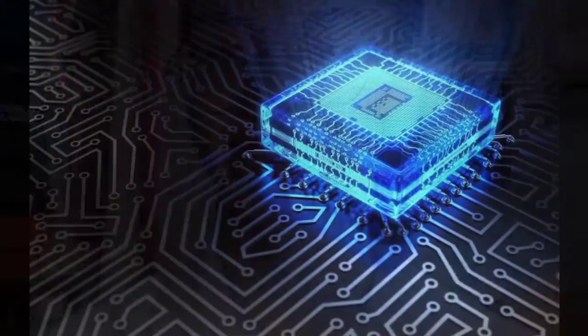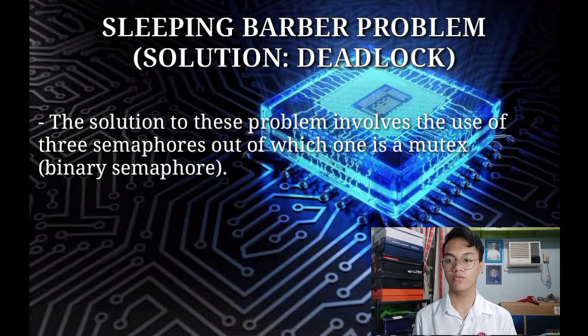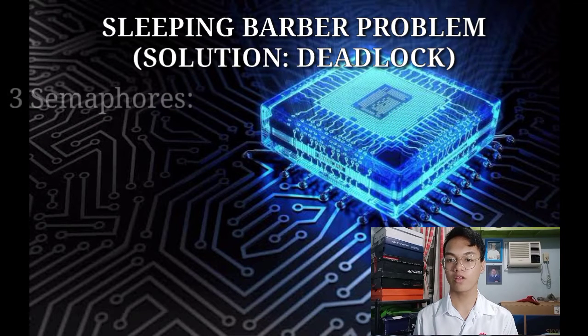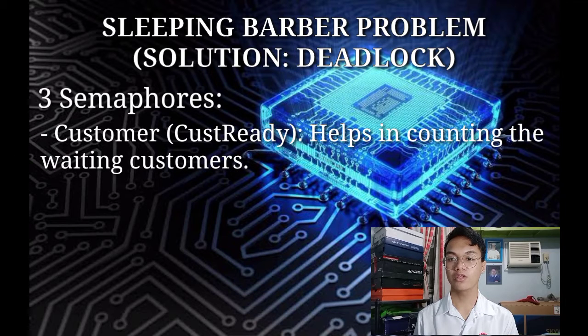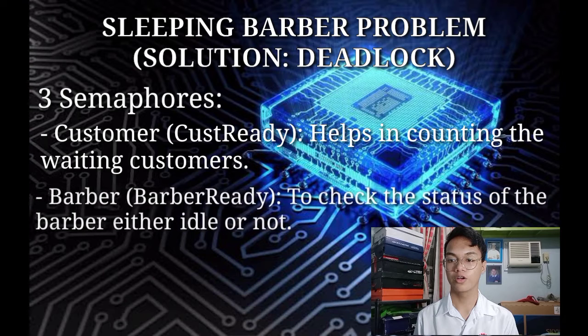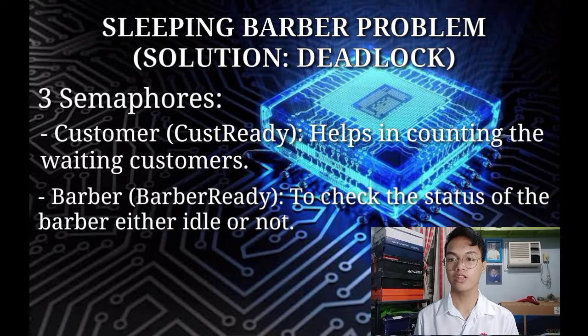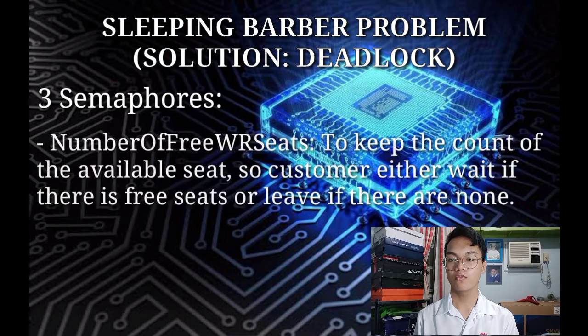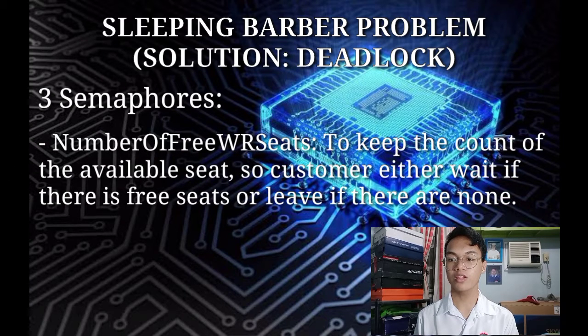And now, we are going to the solution for the deadlock that occurs in the sleeping barber problem. The solution to this problem involves the use of 3 semaphores, out of which one is a mutex or binary semaphore. The 3 semaphores are: customer, which helps in counting the waiting customers; barber, to check the status of the barber, either idle or not; and number of free WR seats, to keep the count of the available seats, so customers either wait if there are free seats or leave if there are none.